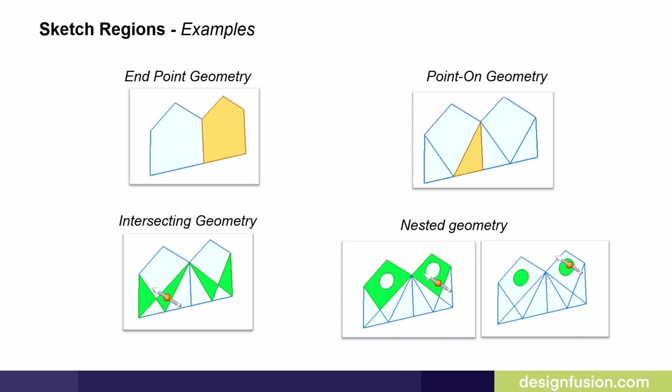This slide gives you a few examples of different types of sketch regions. Notice that regardless of how the region is created, each region is a closed loop. Notice that multiple regions can be created using nested geometry, as shown in the image here.